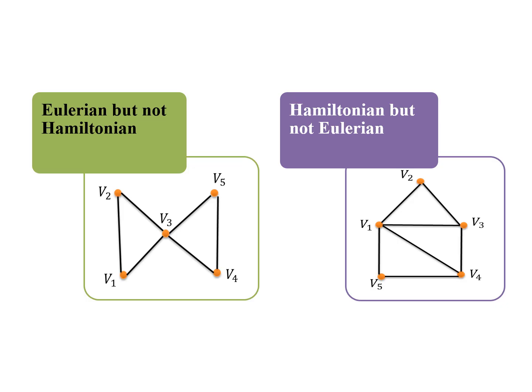Next, consider this Hamiltonian graph. Here also, we cannot construct a cycle which contains all the edges exactly once. So, this is the example graph for Hamiltonian but not Eulerian.